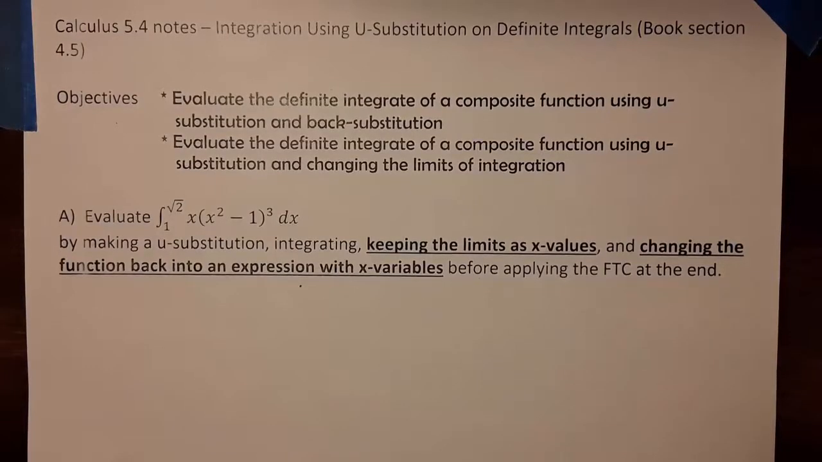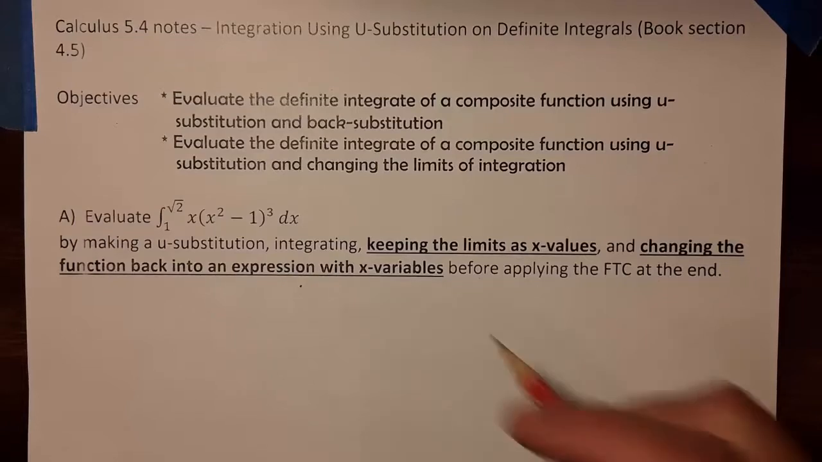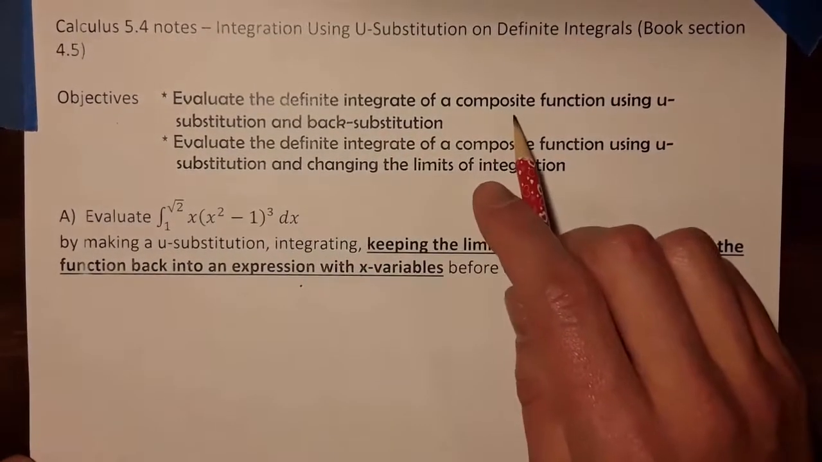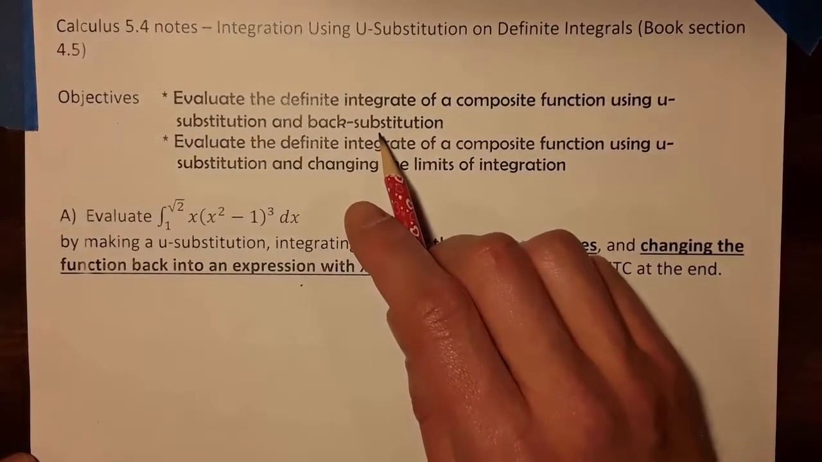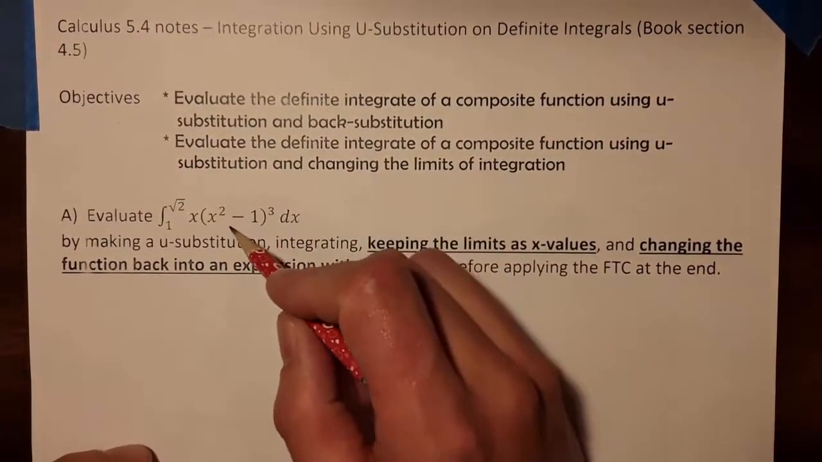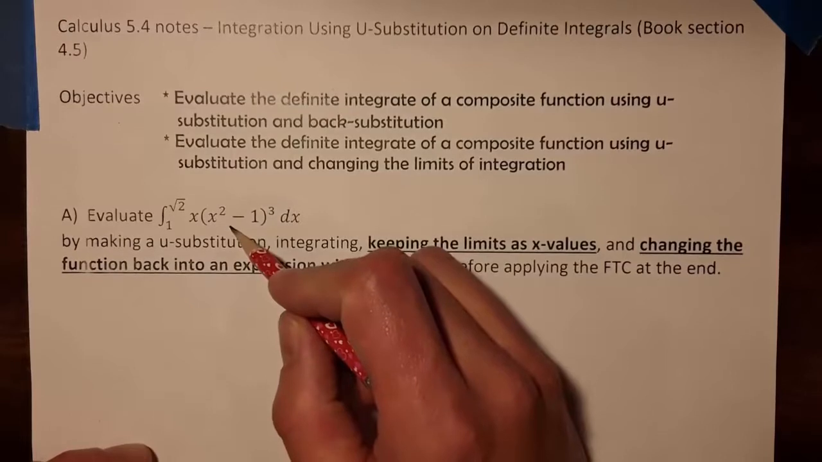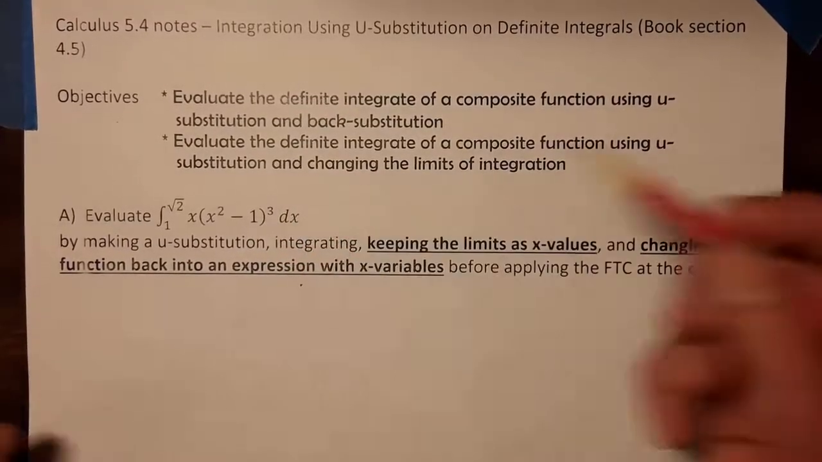This section is going to combine a couple of sections that we've already looked at, which should make it at least a little familiar looking. We're going to be evaluating definite integrals using u-substitution and backsubbing. So we're going to take something that might be given in terms of x, temporarily use a variable u, and then put x back in the end.